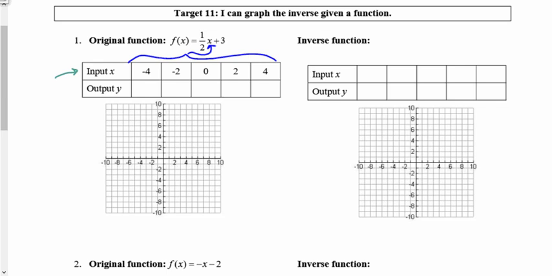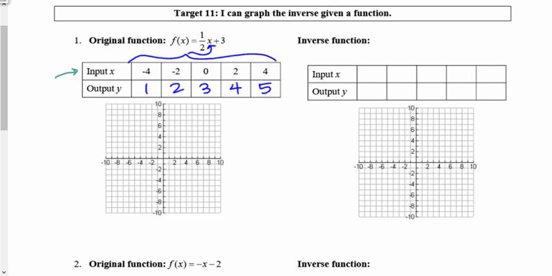If I take 1/2, multiply it by -4, I'll get -2. -2 plus 3 is 1. 1/2 times -2 is -1. -1 plus 3 is +2. 1/2 times 0 just gives me 0, plus 3 gives me 3. 1/2 times 2 is 1, plus 3 is 4. 1/2 times 4 is 2, plus 3 is 5.